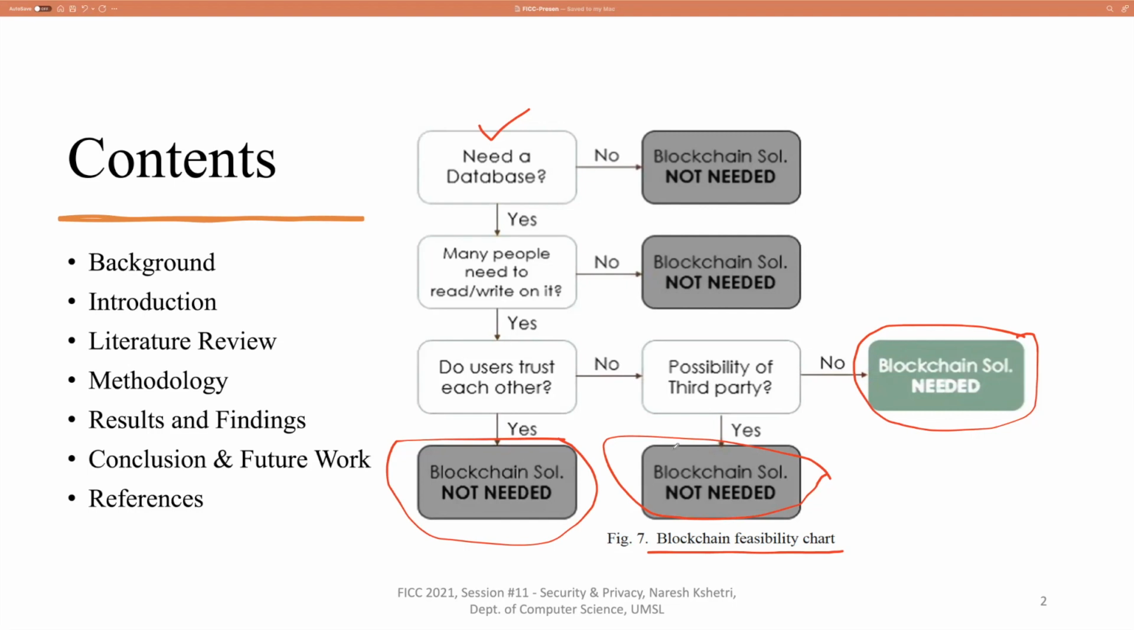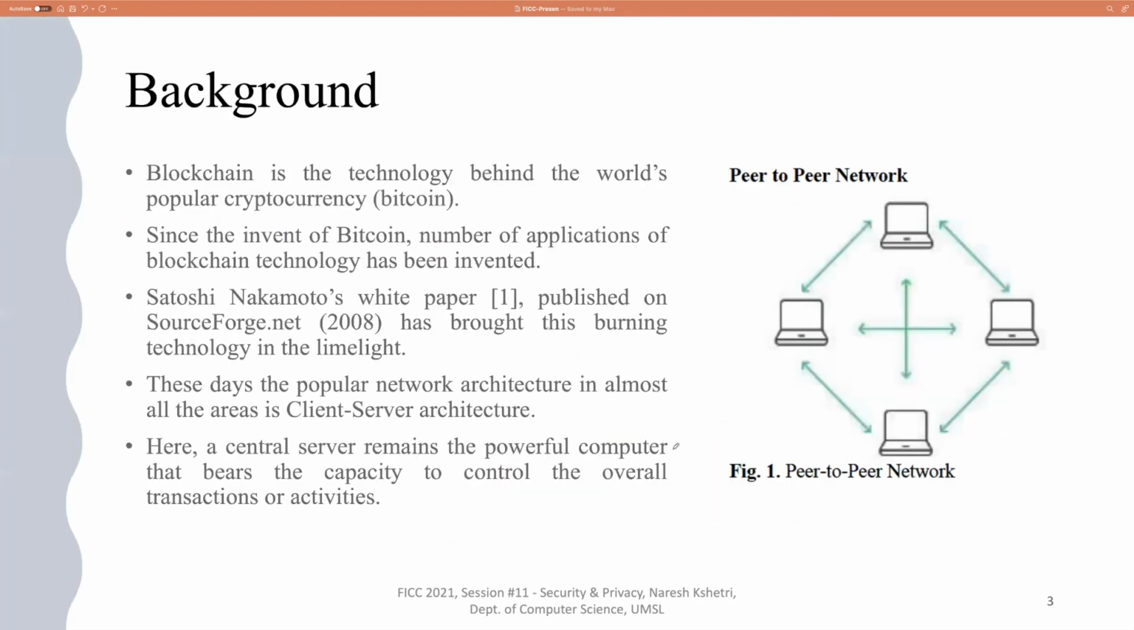There are three types of feasibility I have discussed. The first one is the economic feasibility, then the technical feasibility, and the socio-political. So that defines the feasibility chart, or how the blockchain is feasible. Now let us go and start from the background about the blockchain.